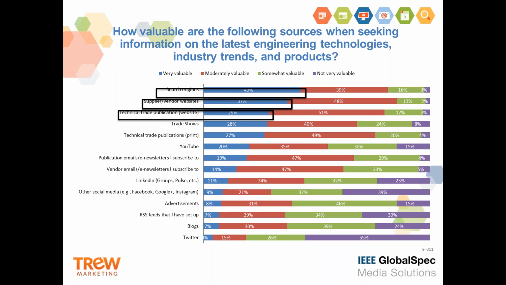And then interestingly, the next two content sources are both offline. They're traditional, or what you might hear referred to as outbound channels, and they were rated nearly the same, with 28% rating trade shows as very valuable, followed by 27% for trade print publications.